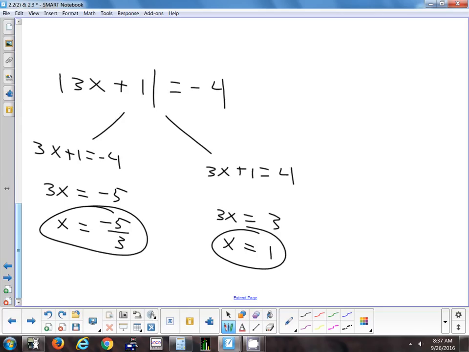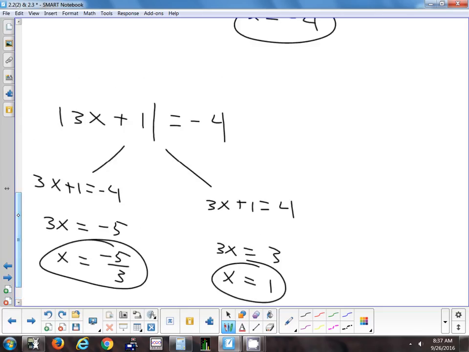Check the answer x equals 1. Just plug it back in. Does it work? No, that doesn't work. And I'll tell you right now, if you plug in negative 5 thirds, that won't work either. So what went wrong? Something's wrong. Because if you did this on the test for this problem, I would mark all this wrong.